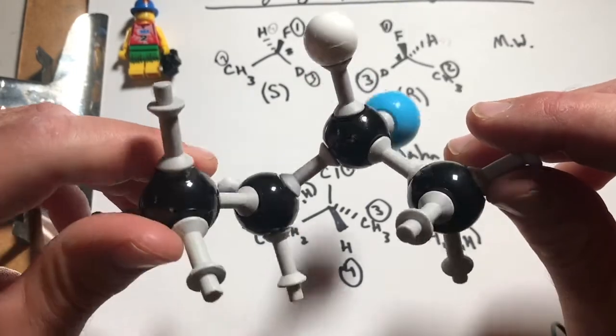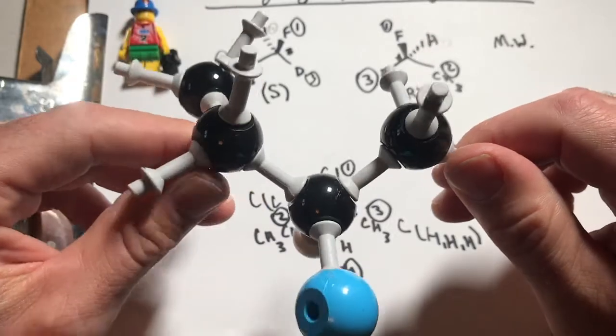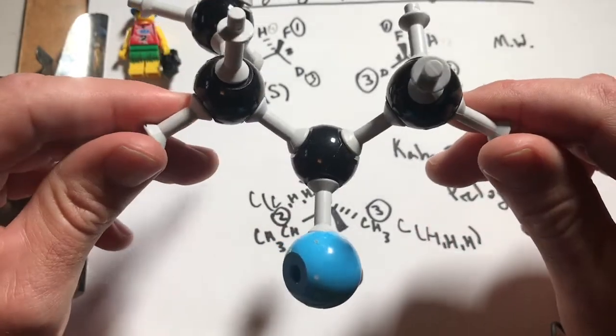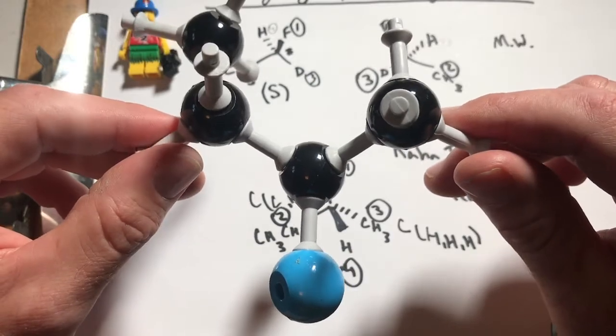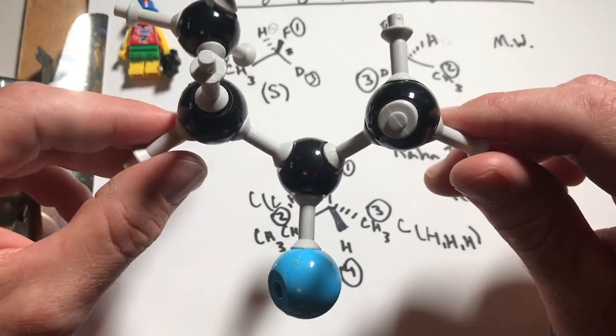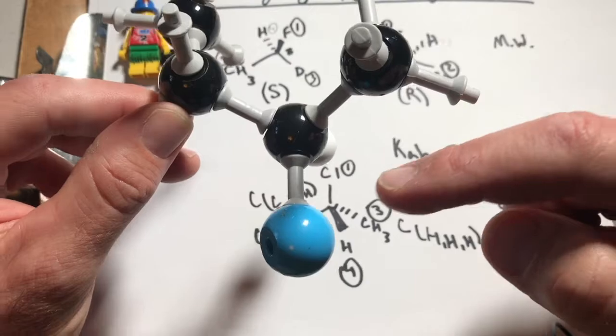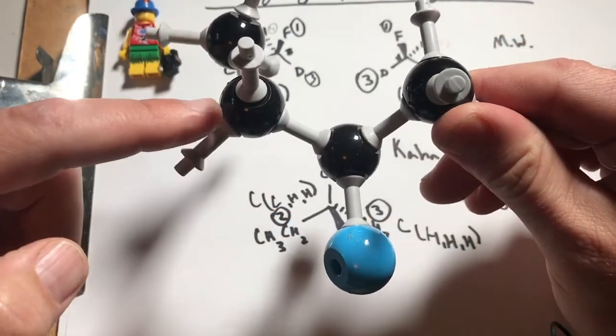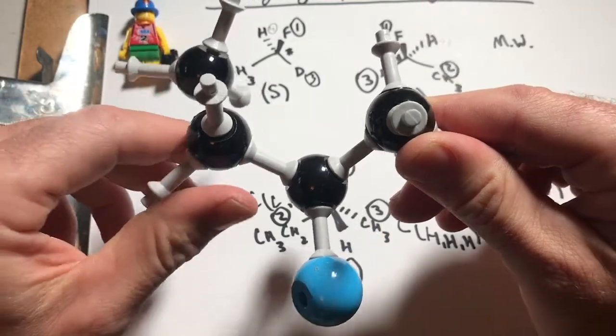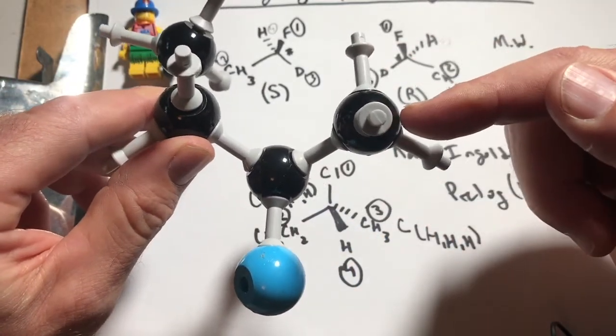Right? We have to sight through the carbon to the lowest priority group. So I just did a flip. There's the hydrogen on the other side. And now we have to do the same thing we did previously, where we look at our highest priority group, which is right there. Our next priority group is that ethyl group over here. And then, of course, you've got the methyl group.